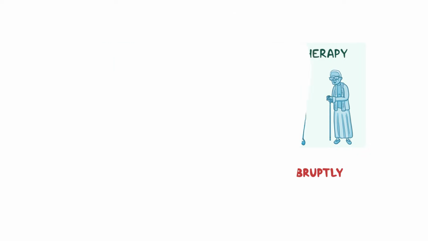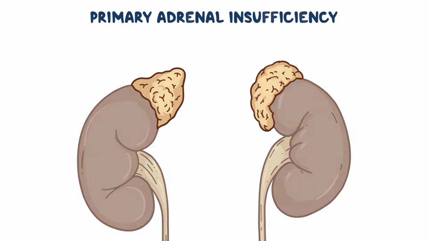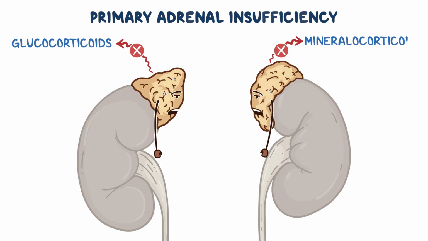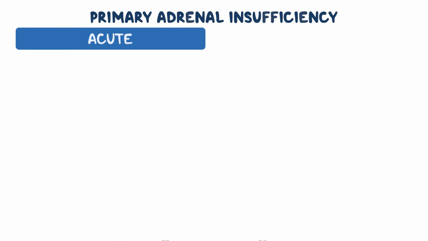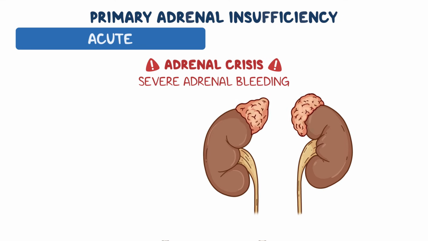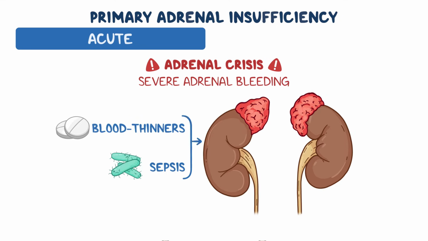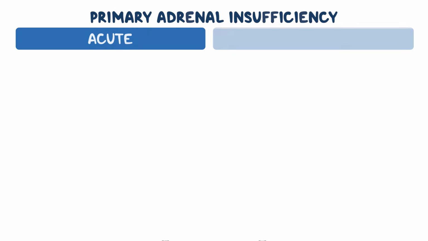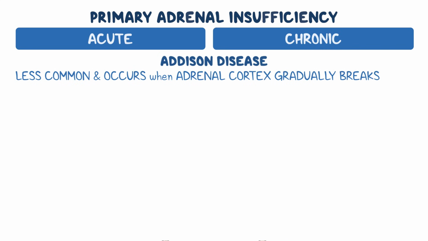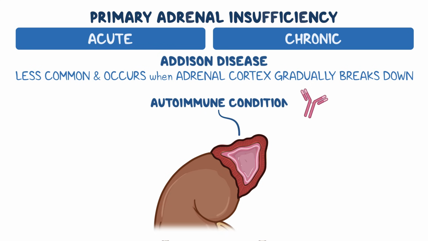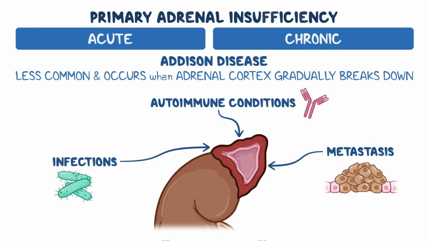All right, as a quick recap, primary adrenal insufficiency occurs when the adrenal glands fail to produce hormones like glucocorticoids and mineralocorticoids. Acute primary adrenal insufficiency, or adrenal crisis, often occurs due to severe adrenal bleeding, often from blood thinners or sepsis. Chronic adrenal insufficiency, known as Addison disease, is less common and occurs when the adrenal cortex breaks down over time, usually from autoimmune conditions, infections, or metastasis.